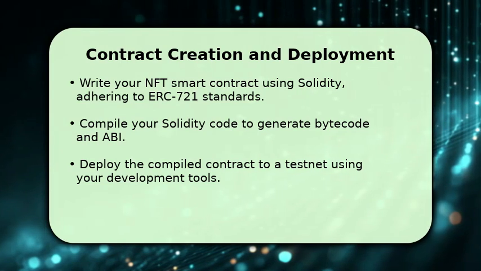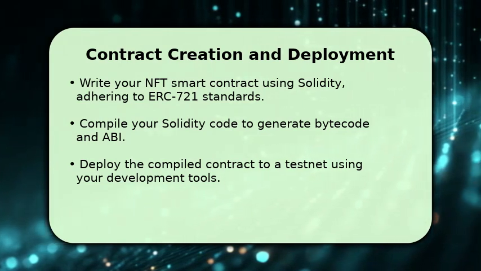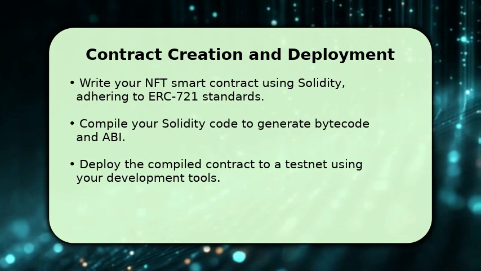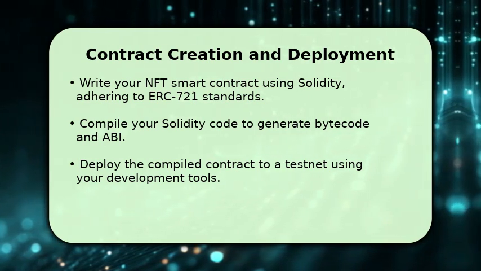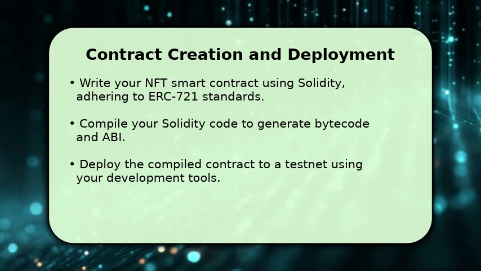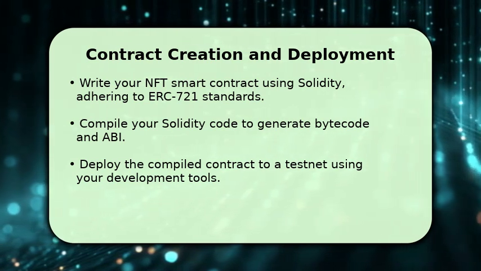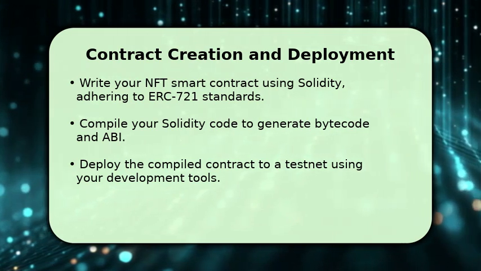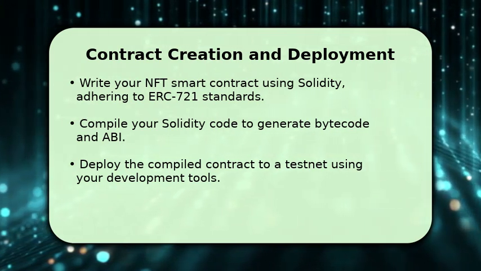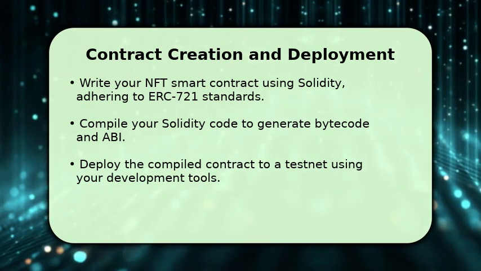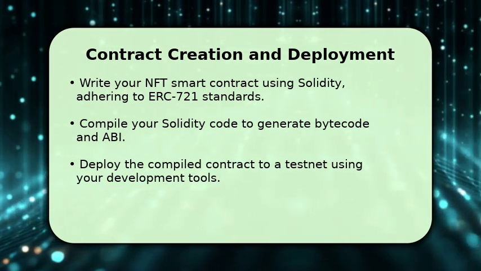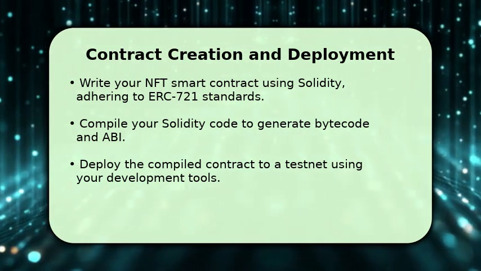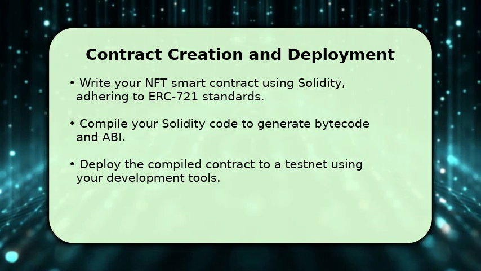Now, let's write your NFT smart contract using Solidity, ensuring it follows the ERC 721 standard for compatibility. After writing, you'll compile your code, which transforms it into bytecode and an application binary interface, or ABI. With your contract compiled, you can then deploy it to a testnet. Finally, verify your deployed contract on a block explorer to ensure transparency and public accessibility of its code.